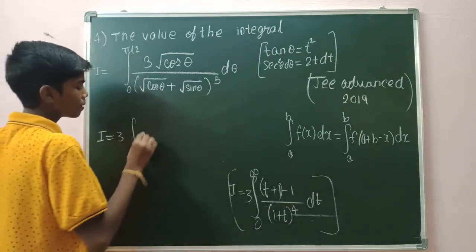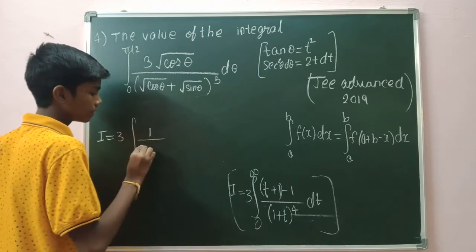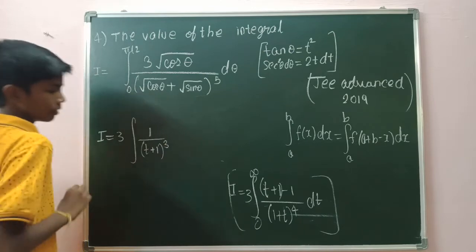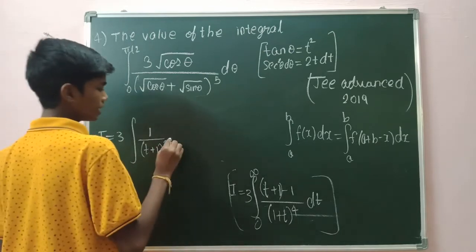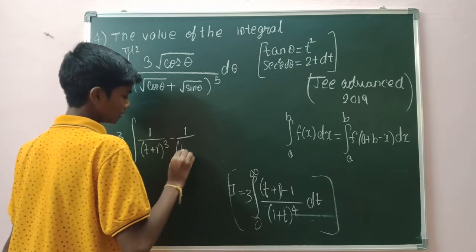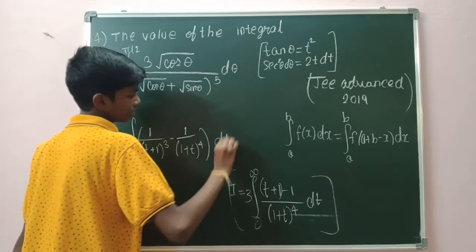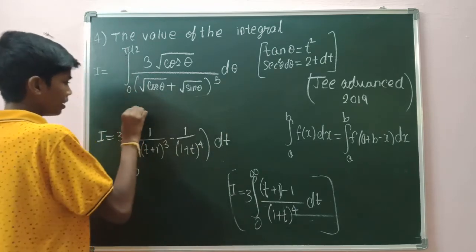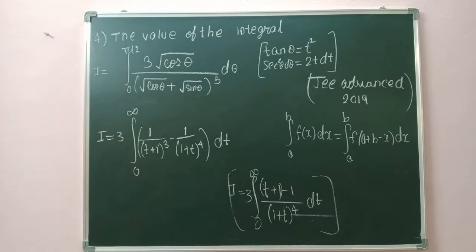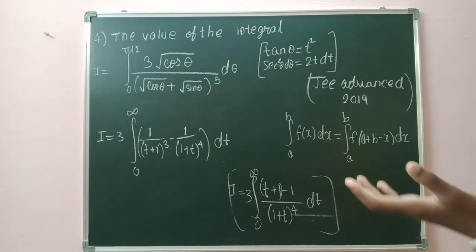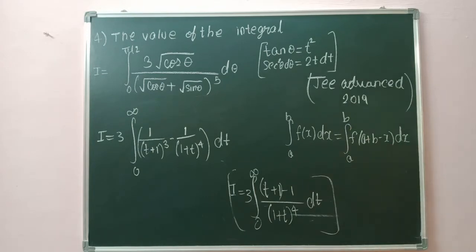But (t plus 1) by (1 plus t) power 4 will be 1 by (t plus 1) the whole cube. Correct? Then minus 1 by (1 plus t) power 4, of dt from 0 to infinity. This is what you will be left with. So now what will you do? Tell me, people. I got I as this value. So now you are supposed to integrate.